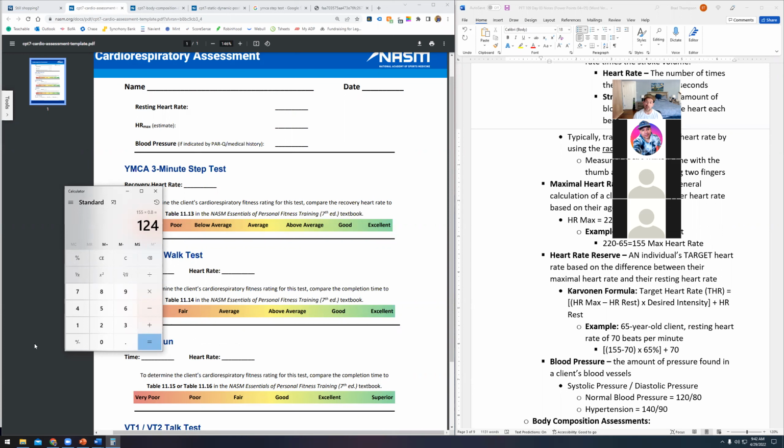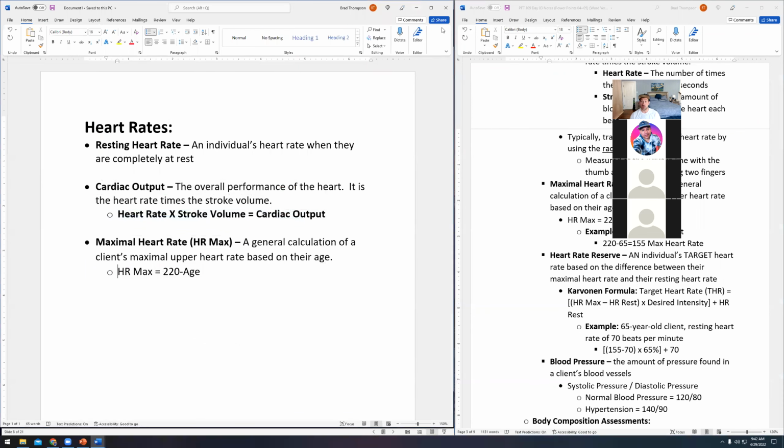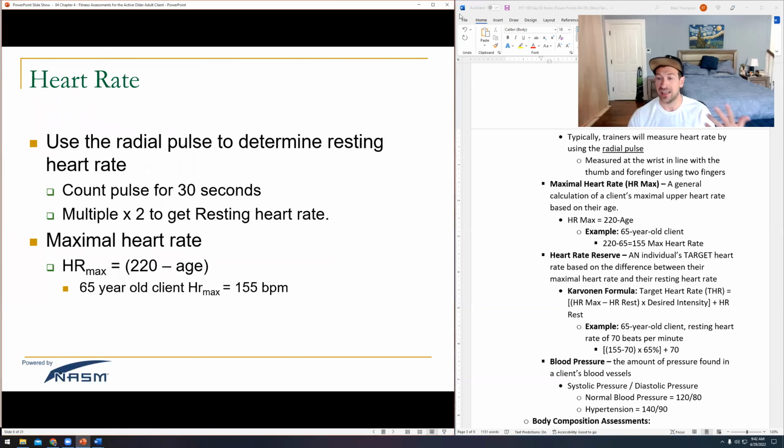That means that my target heart rate, I would say, all right, Bob, I'm going to have you at a heart rate of around 124. Hop on that treadmill. Let's get the heart rate to 124. We're going to stay there for a little while, right? And there we go. I used my heart rate max formula to calculate my target heart rate, which is the heart rate I'm trying to hit with my client.